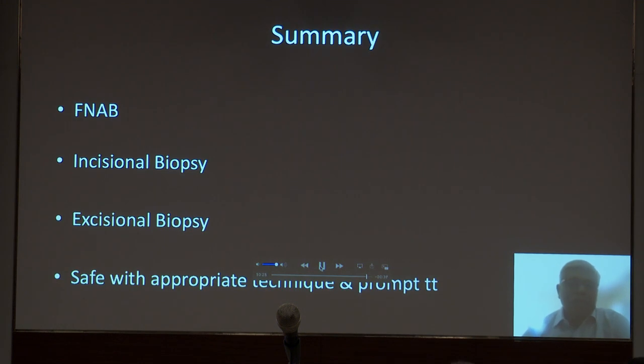So to summarize, fine needle aspiration biopsy is performed in select situations when there is a need for tissue diagnosis or when there is a need for obtaining tissue for genetic analysis. An incisional biopsy is performed in anteriorly placed lesions through the transcleral route. An excisional biopsy is performed preferably in benign lesions involving the anterior part, the anterior tumors involving the ciliary body or choroid. And in malignant lesions, we need to have a 3 millimeter clearance around the mass lesion as well. And the biopsies are safe with appropriate technique and prompt treatment.